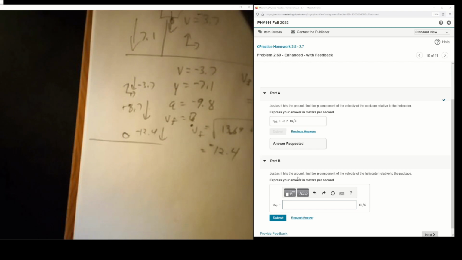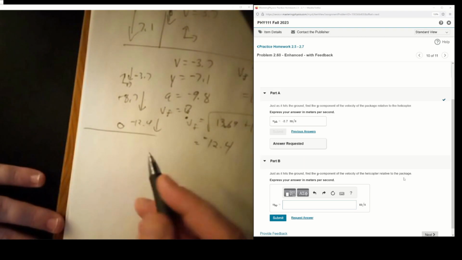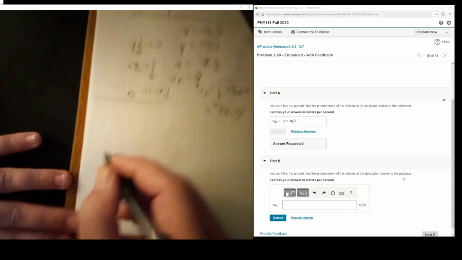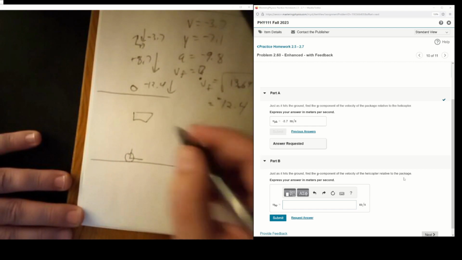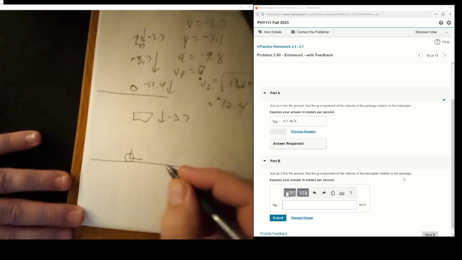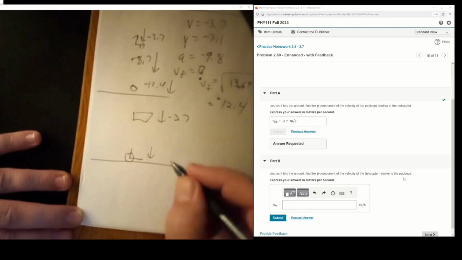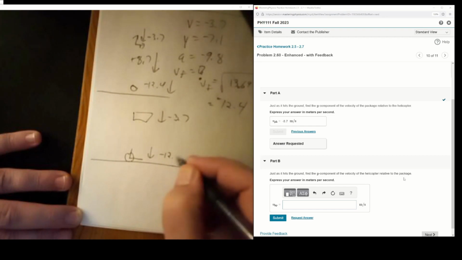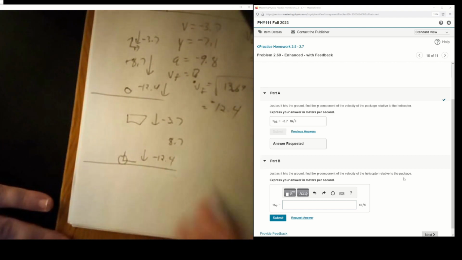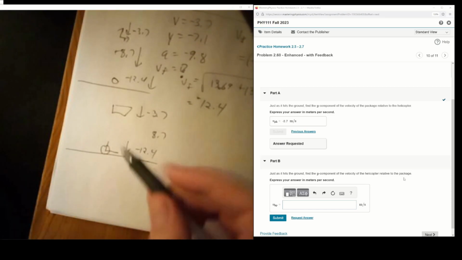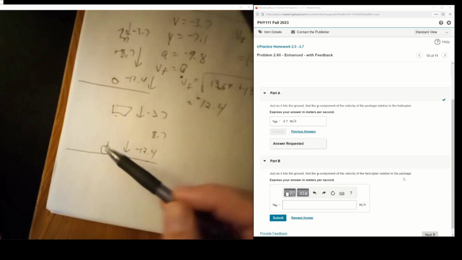So part B, just as it hits the ground, find the component of velocity of the helicopter relative to the package. All right, well, I suppose that's interesting after doing the last one. So now, I guess we'll draw another picture here. Now the coordinate system's going to be on the package. Here's our helicopter going down at minus 3.7. Our package was going down at minus 12.4. So again, we have the same difference of 8.7. Same difference, but where the package is getting farther away.